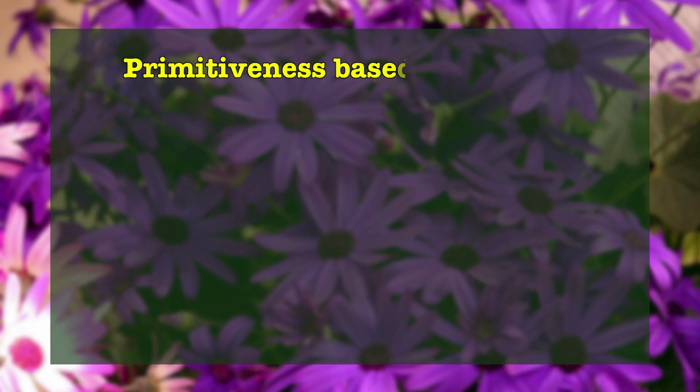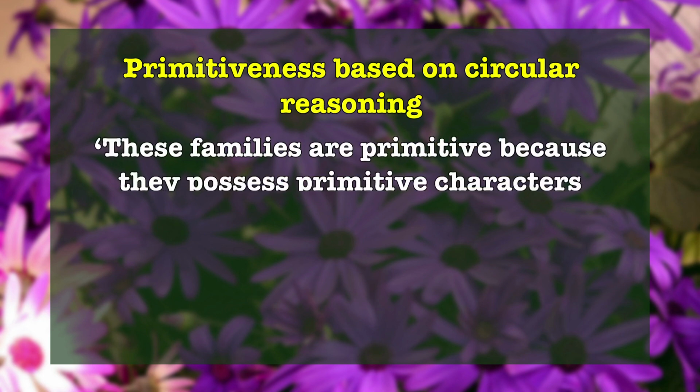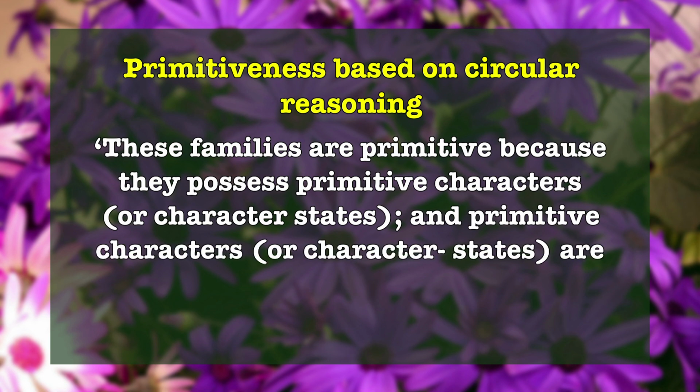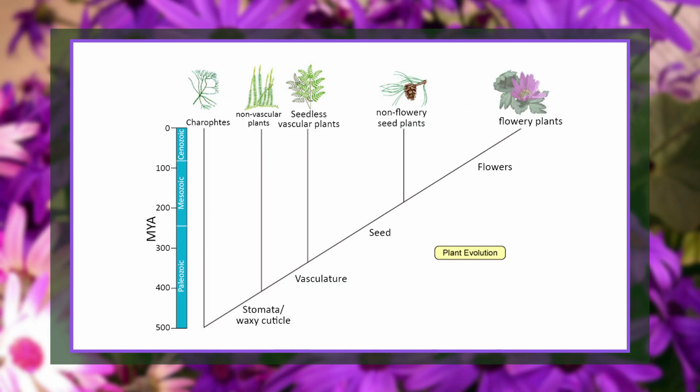In the past, most conclusions about primitiveness were based on circular reasoning. These families are primitive because they possess primitive characters or character states, and primitive characters or character states are those which are possessed by these primitive families. Over the recent years, a better understanding of these concepts has become possible. It's generally accepted that evolution has proceeded at different rates in different groups of plants so that among present-day organisms, some are more advanced than others.